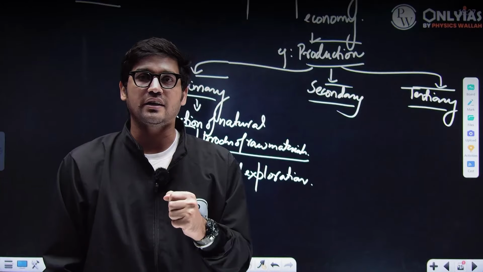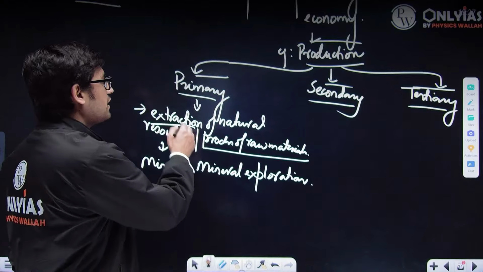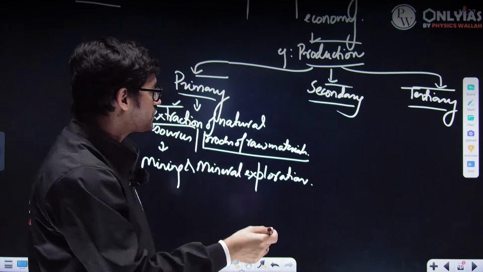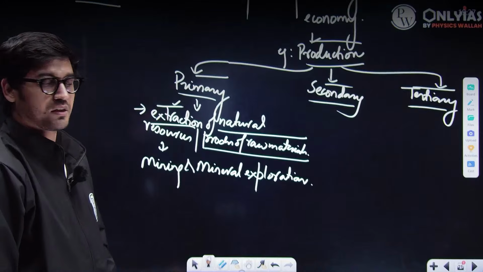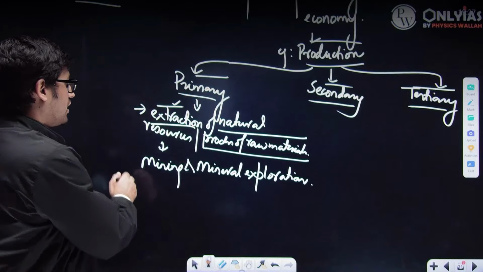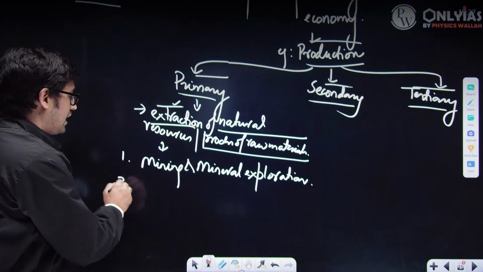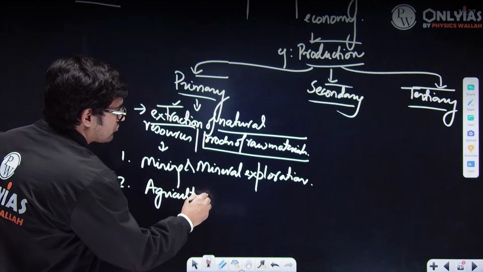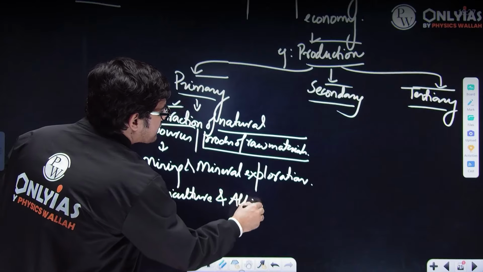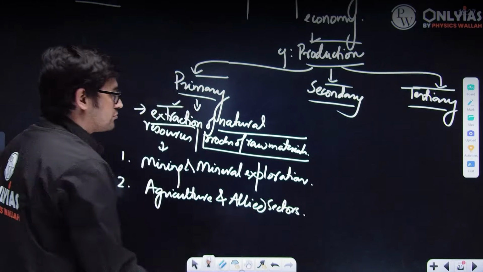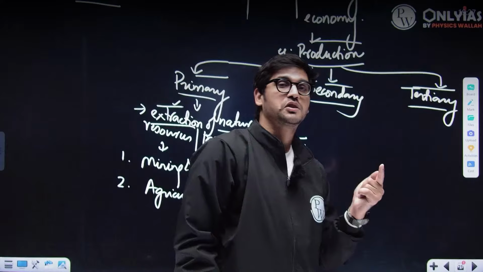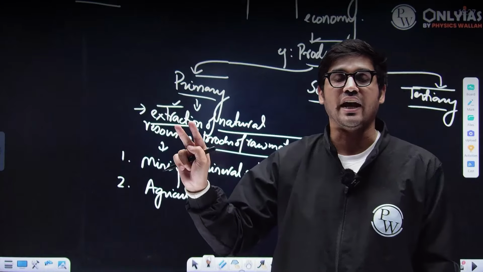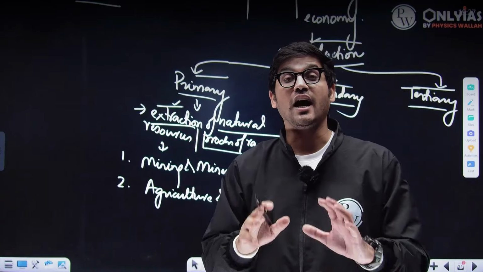So what is the primary sector? The primary sector is simply defined as that sector of an economy which is dealing in the extraction of natural resources or the production of raw materials. What goes in the primary sector of an economy? Mining and mineral exploration goes here, and the second thing that goes here is agriculture and allied sectors. This will include crop farming, livestock, fisheries, and forestry and logging. All of these are raw materials.